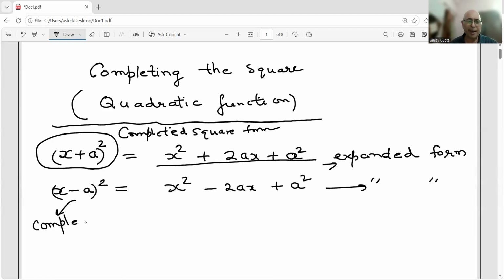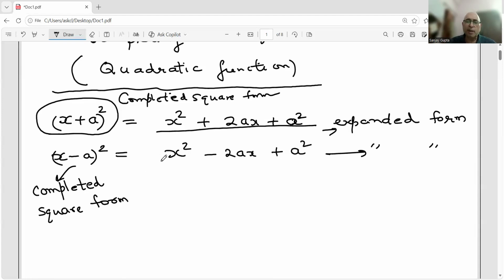So we can write either (x + a)^2 or (x - a)^2 for any quadratic. Maybe it is multiplied by something outside, but that will be later. Today we are going to cover some very basic quadratic functions so that we can write (x + a)^2 and (x - a)^2 for each one of them. These are the two formulas.